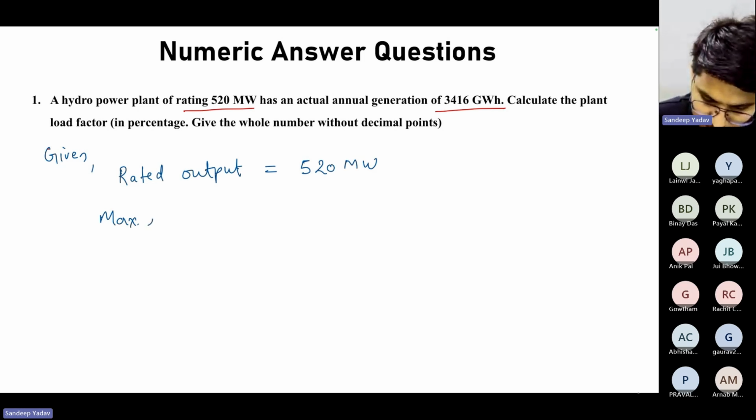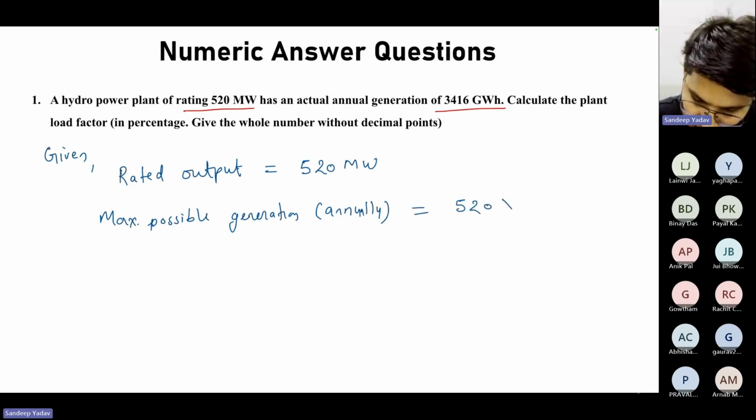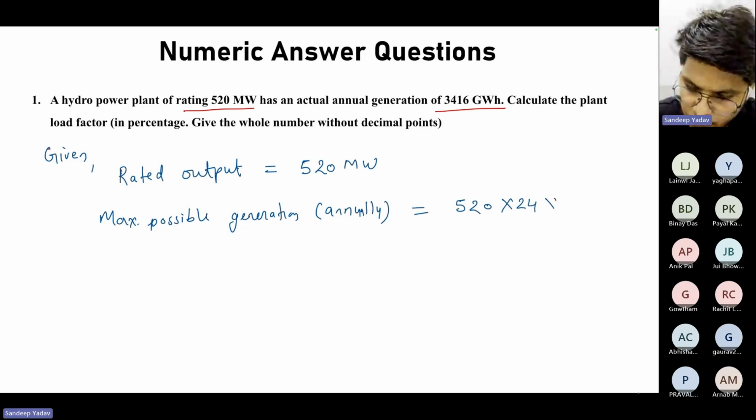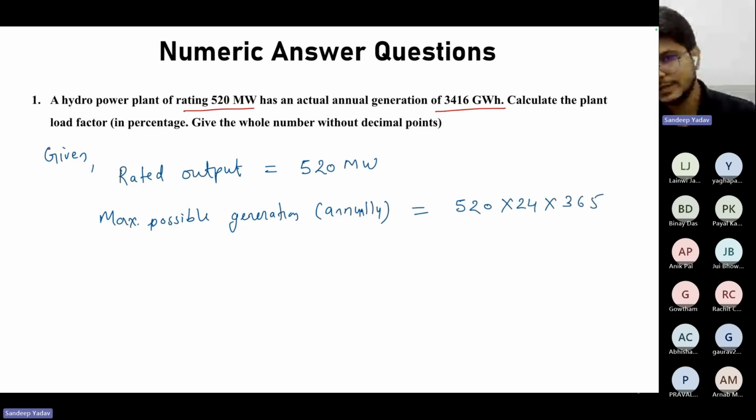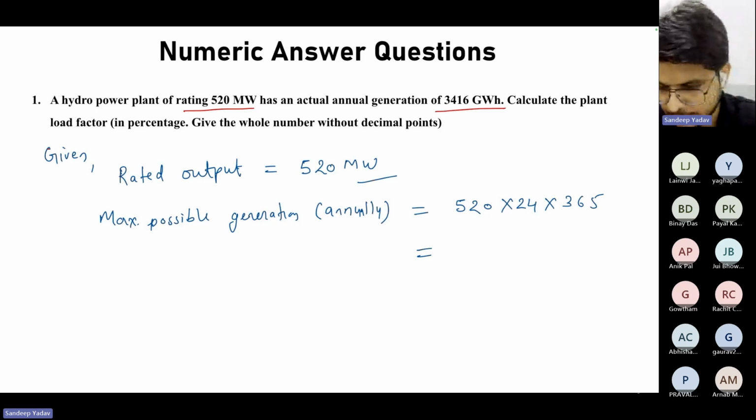So what is the maximum possible generation annually? It would be 520 multiplied by 24 hours into 365 days. So we are considering it as working 24 hours and 365 days throughout the year. If you multiply all these things, that comes around, so that's having a unit of megawatt. We want to convert into megawatt hour or gigawatt hour. So that unit is watt hour.